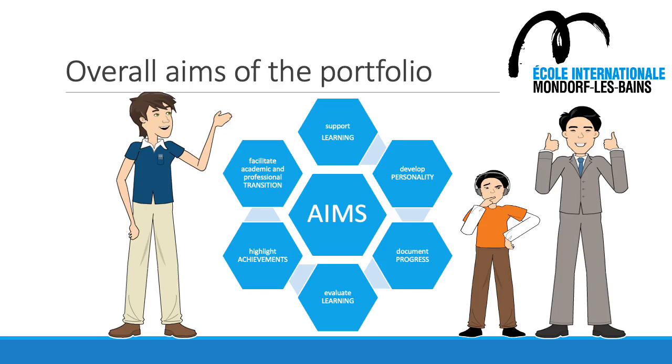The aims of the transversal portfolio at the IMLB are indeed to support learning, to develop learners' personality, to track and document their progress, to evaluate academic learning and personal development, as well as to document and highlight the results and achievements in school and beyond. Designed to be part of a school process, the portfolio can also serve as a bridge between levels of education, as well as a tool for professional integration, or simply as a personal notebook.